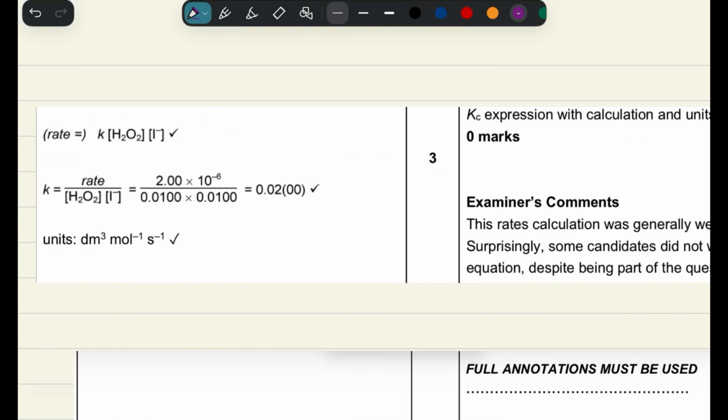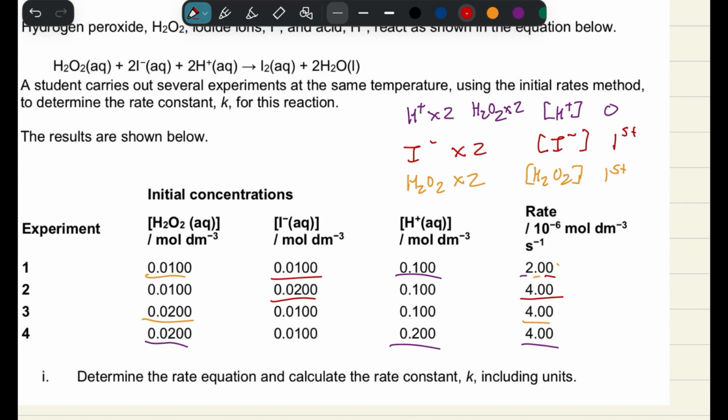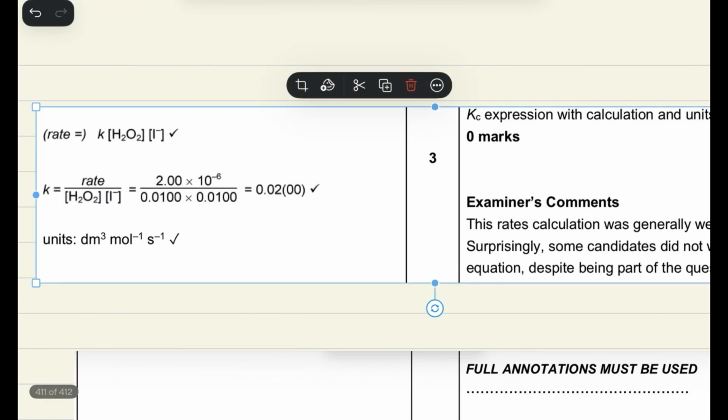So you can see the rate equation is k, concentration of hydrogen peroxide, concentration of iodide, right? You do not need to include something if it's 0 order in a rate equation, because anything to the power 0 is 1. Now, in terms of determining the value of k, I think they just used experiment 1 probably, and you just sub in the values and you get your answer.